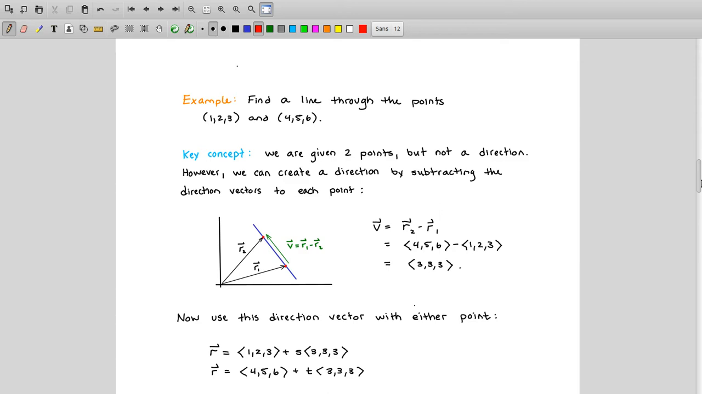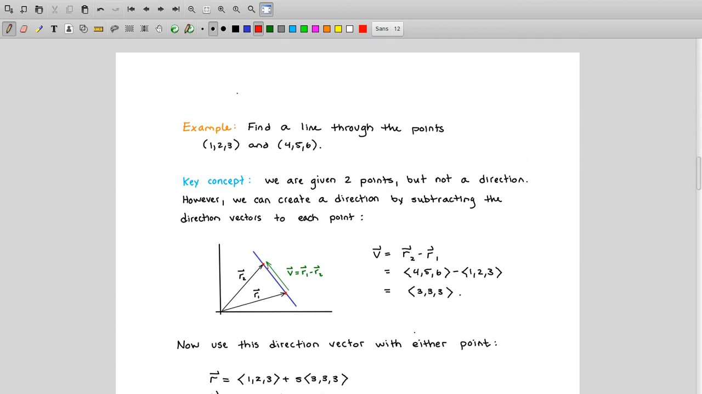How do we make a vector out of 2 points? We take the position of the second point, the head of the vector, and we subtract the coordinates of the first point, the tail of the vector, and that will give us a vector from the tail to the head. And so in this case, to create that vector, we do 4, 5, 6 minus 1, 2, 3. And we get the direction vector 3, 3, 3.